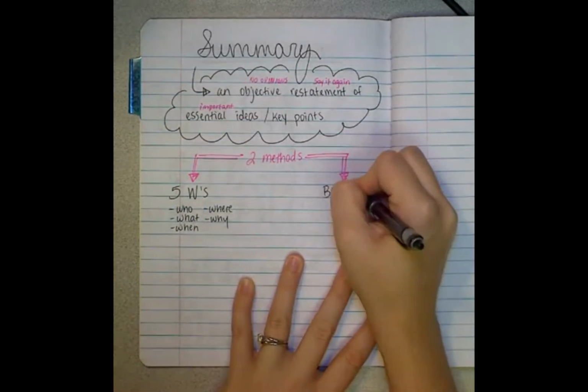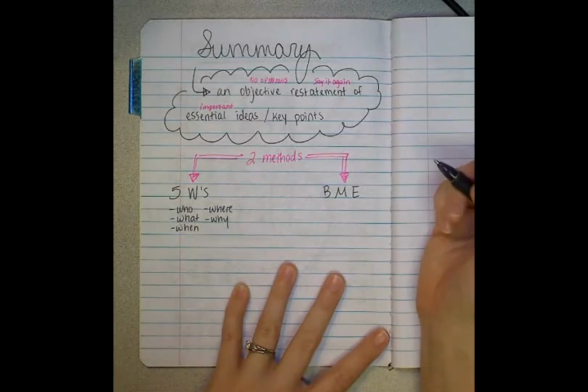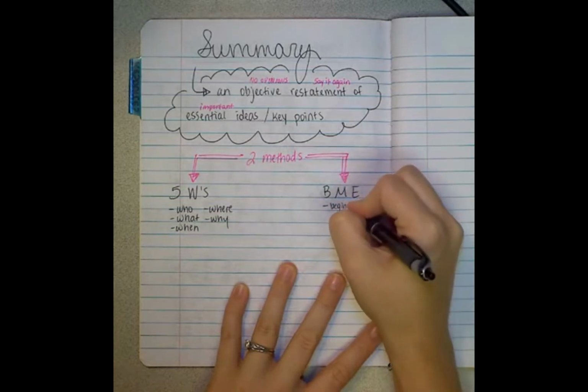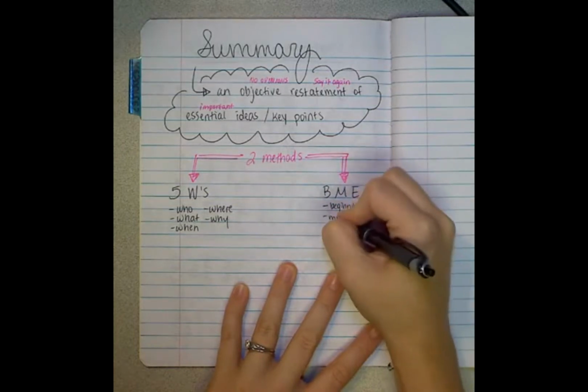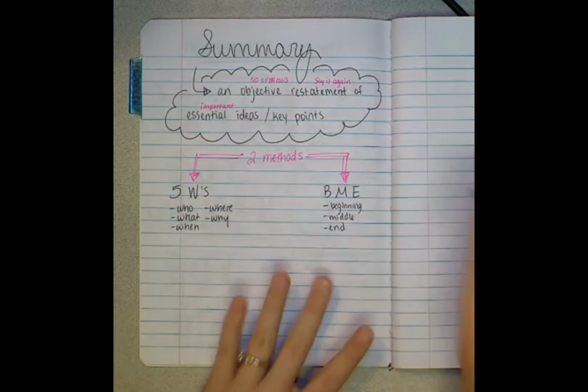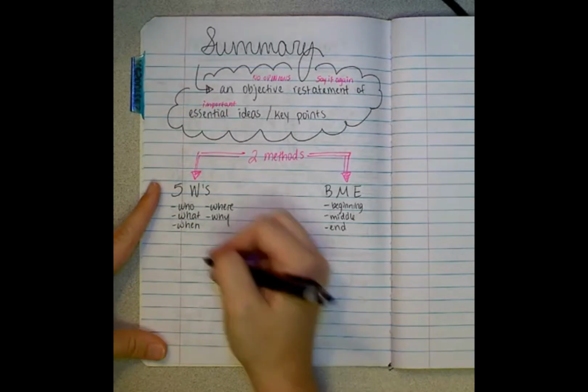Now, if you're reading fiction, something that an author is making up, like a novel or a short story, you can use the BME method. So a couple key points from the beginning, a couple essential ideas from the middle, and some of those big ideas from the end of the story.